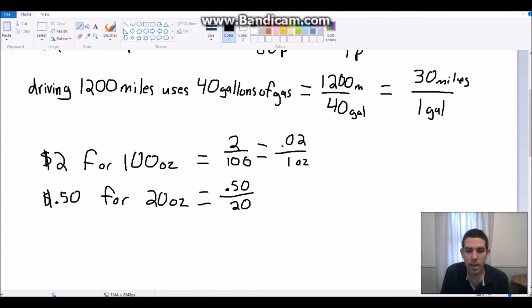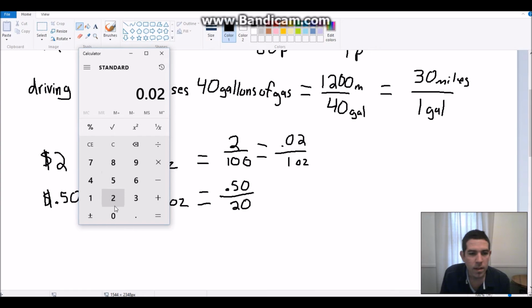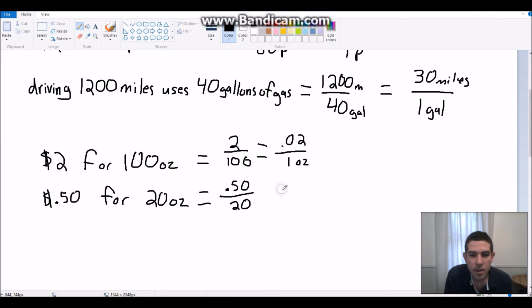And the smaller juice, I paid 50 cents, and I'm going to divide by 20 ounces. And that says I'm going to pay 2.5 cents per 1 ounce. So, which one's more expensive? 2 cents or 2.5 cents?